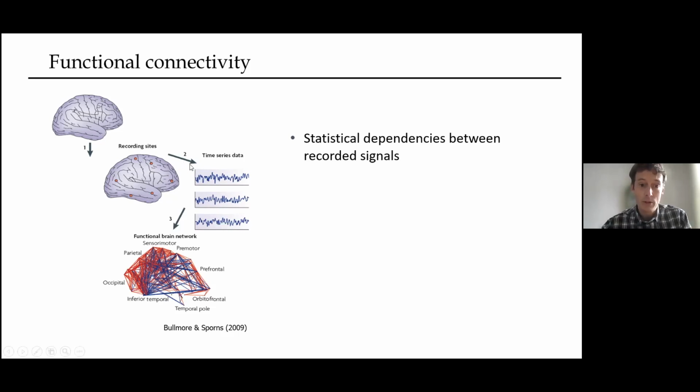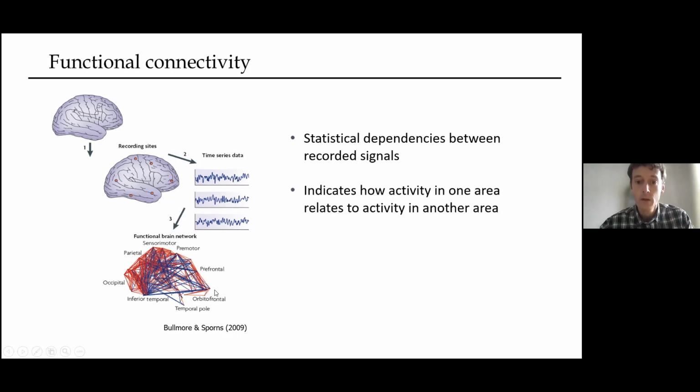And for each of these recording sites, we have time series. They just go like this in time, and we devise some measure of the similarity or the relationships between those time series. And when we say there is such a relationship, then we draw a line between those two points. That's in the broadest conceptual sense what functional connectivity does. Essentially this indicates how activity in one area relates to activity in another area.